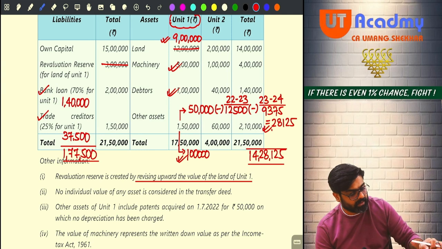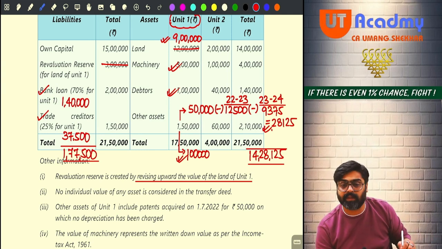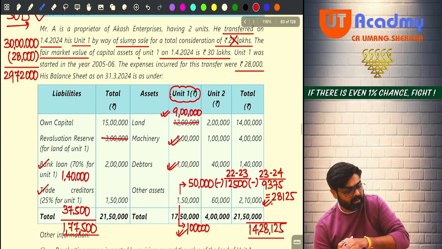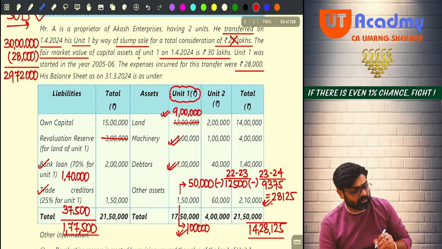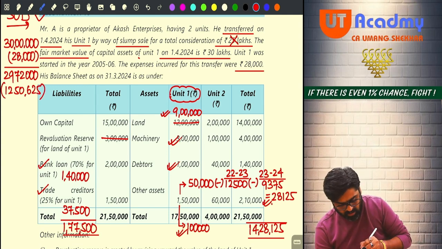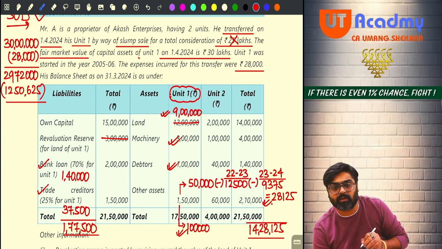1428125 minus 177500, I will be getting 12 lakh 50,625. Can I say that 12 lakh 50,625, that is my net worth, will be deemed to be the cost of acquisition? I will reduce that. What amount I will get? Minus 29 lakh 72,000. I will be getting 17 lakh 21,375.